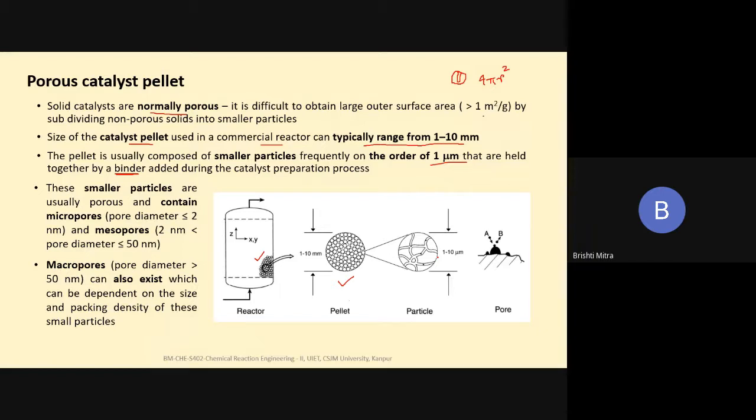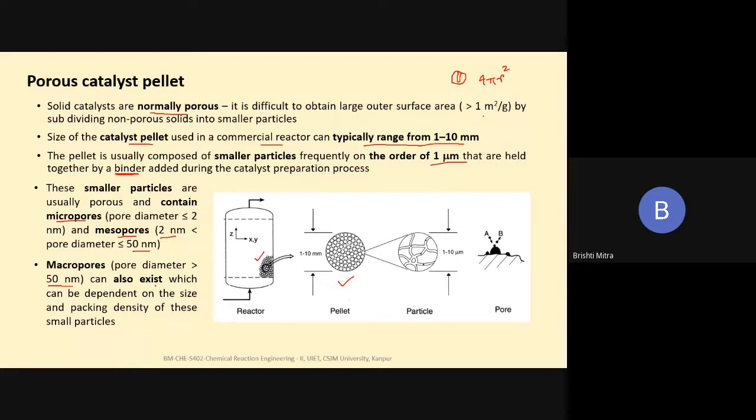Now, these pores are of different sizes, and because they are of different sizes, they have different names. Pores which are less than 2 nanometers in size are known as micropores. Those within 2 to 50 nanometers in size are known as mesopores. And macropores are those which are greater than 50 nanometers in size. They can also exist, depending on the size and packing density of these small particles. Most of the time, inside the catalyst particle, there will be micropores and mesopores.